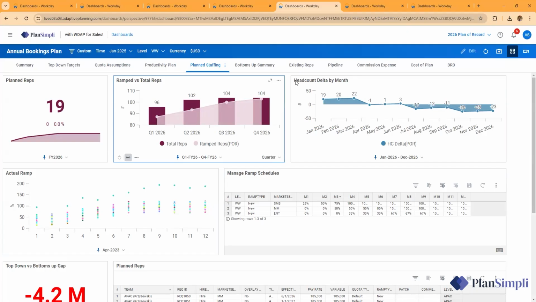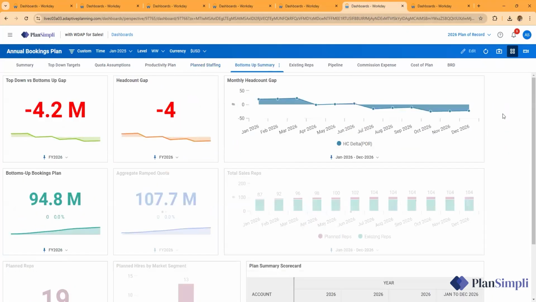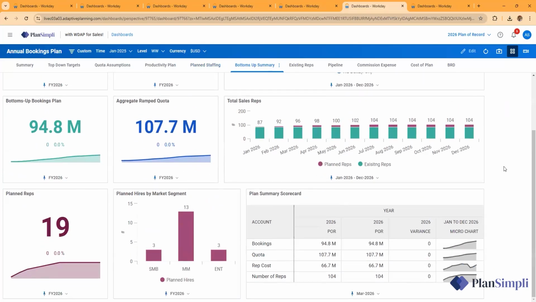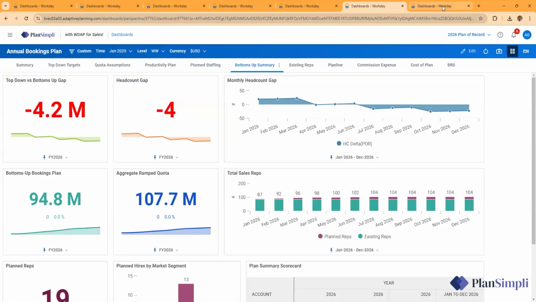As our reps actually begin ramping up, when we look at the bottoms up summary, this is where we're looking at the quota carrying capacity of all of our particular reps and aggregating those numbers to help us understand what the variance is against our top down as well. We can clearly see those numbers here.